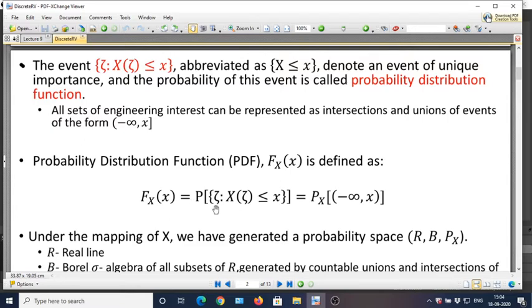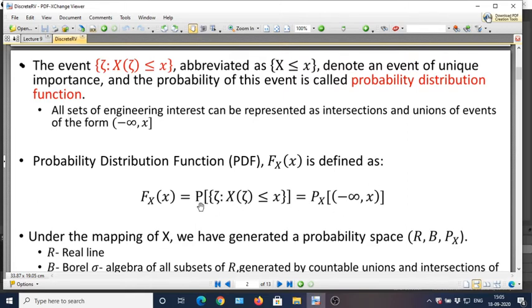So this is nothing but the probability measure of all such sample points such that the values corresponding to the sample points, which is the mapping defined by the random variable, are of such a nature that those values are less than or equal to a given value small x. So this event is analogous to this interval. So we will call this itself as the event.